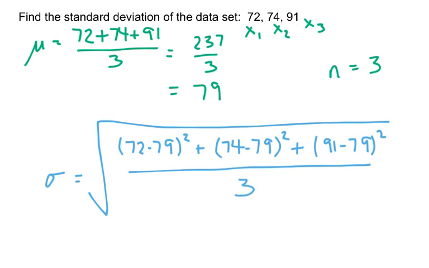Let's take a look at that and kind of walk through it. So I've got sigma equals first data point minus the mean squared, second data point minus the mean squared, third data point minus the mean squared. That's my last data point, so those are the only ones I need to put in. If I had more data points, I'd just keep going with that process and then divide by however many data points I have. Now let's evaluate this and figure out what the standard deviation of this set really is.